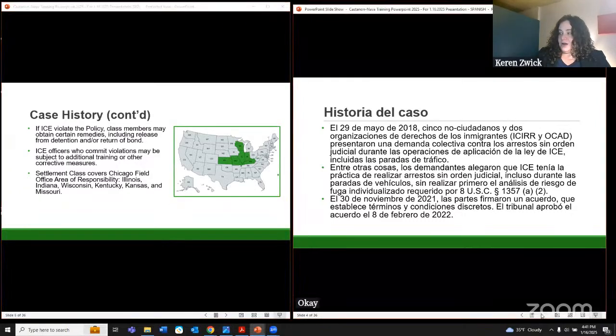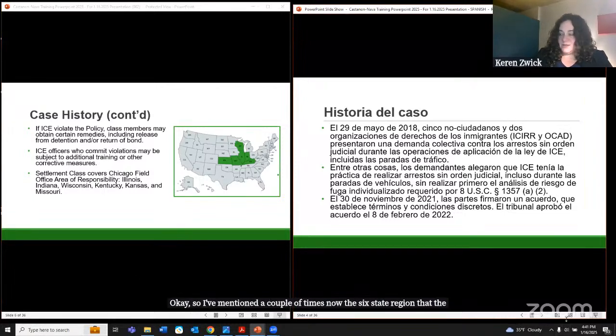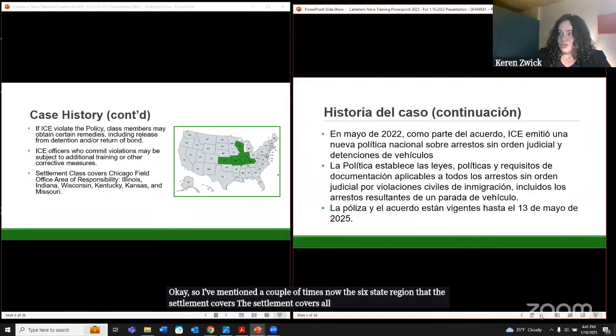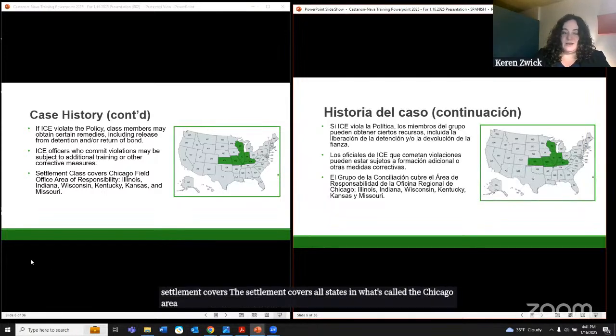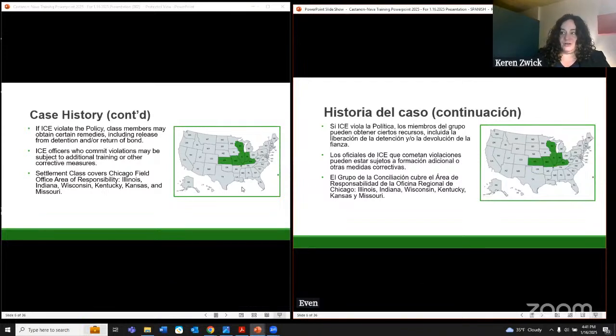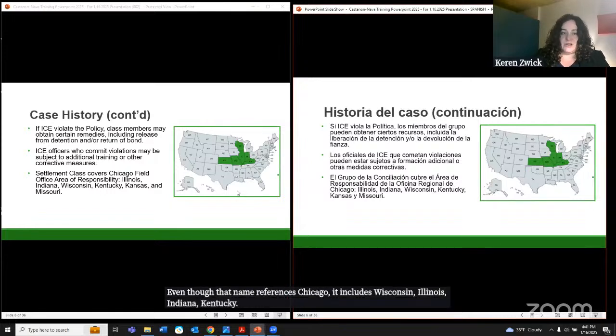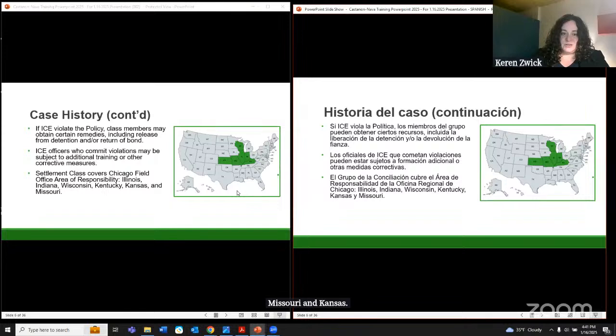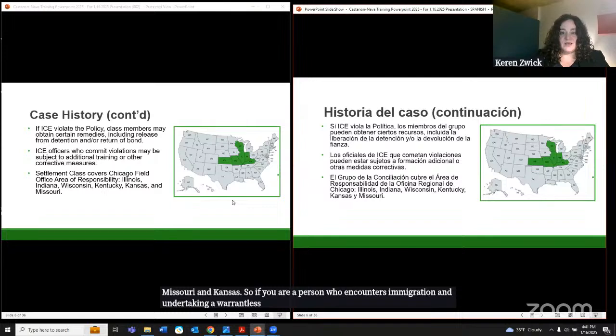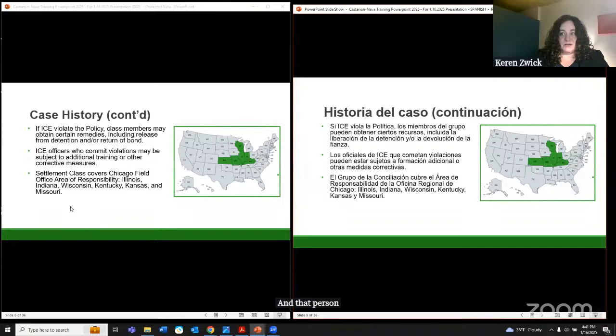Okay, so I've mentioned a couple of times now the 6-state region that the settlement covers. The settlement covers all states in what's called the Chicago area of responsibility. Even though that name references Chicago, it includes Wisconsin, Illinois, Indiana, Kentucky, Missouri, and Kansas. So if you are a person who encounters immigration undertaking a warrantless arrest in one of those places, the person who gets arrested might be a member of the class, and that person might be entitled to certain remedies under the settlement.